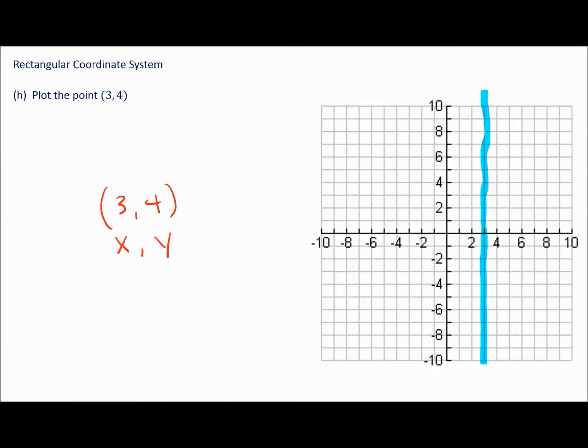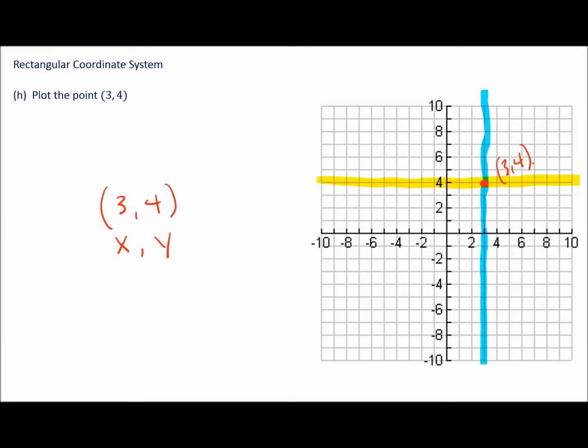Now, in, let's say, yellow, I'm going to do y equals 4. So I start here, and there's y equals 4 along the y-axis, which is vertical. Everything up there is y equals 4. Now, your answer, the point 3, 4, is where they intersect each other. So this point in red only is the answer, 3, 4. And you can label it right on top of it. There's the point 3, 4.